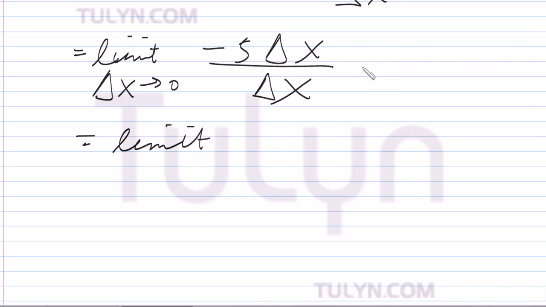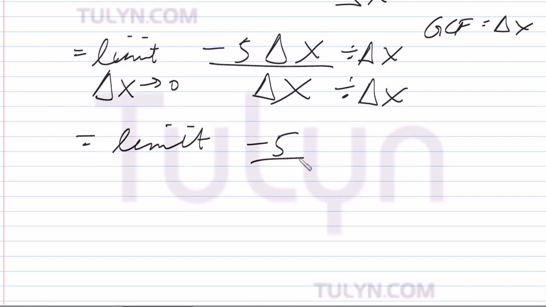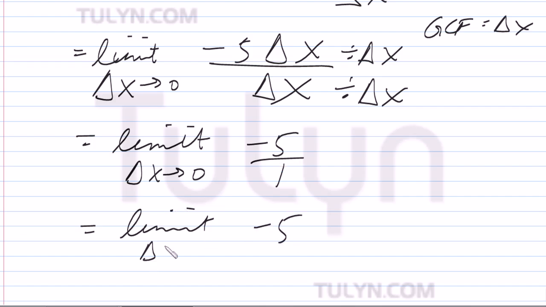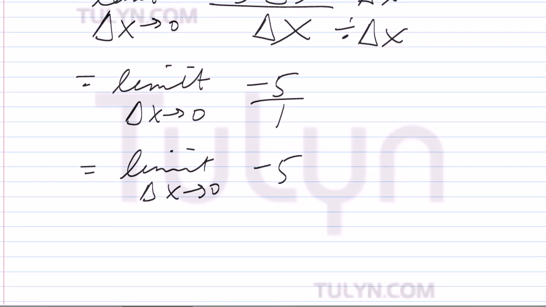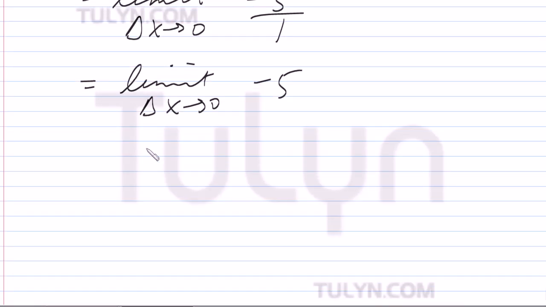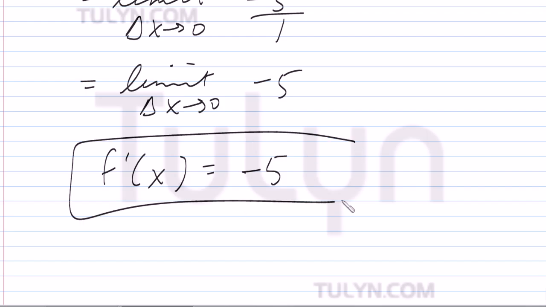In the last step, you're going to make sure that you divide by your GCF of delta x. So divide by delta x in the numerator and divide by delta x in the denominator. Reduce to lowest terms, and you get negative 5 over 1 as delta x approaches 0. So the limit of negative 5 divided by 1 is negative 5 as delta x approaches 0. So then the limit is negative 5. So f prime of x equals negative 5. And that's your derivative.